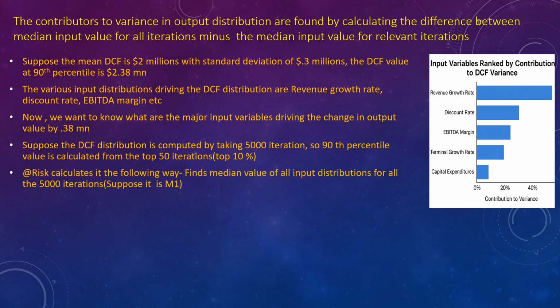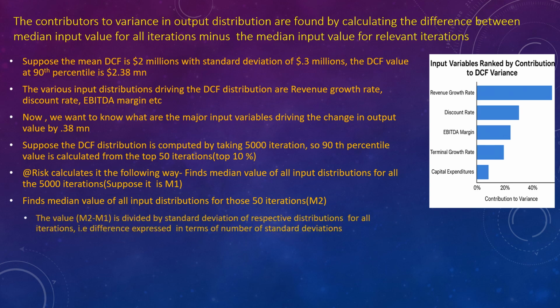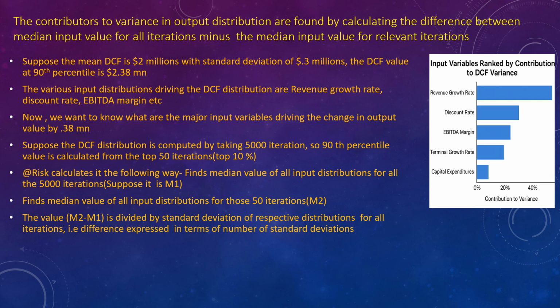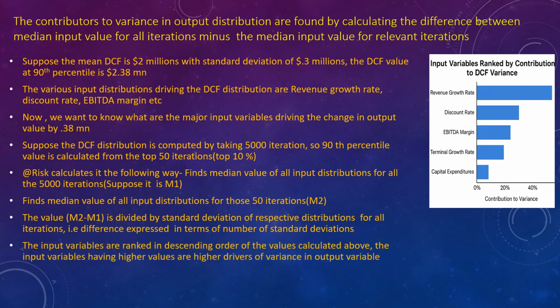@Risk calculates it the following way: finds median value of all input distributions for all the 5,000 iterations, suppose it is M1. Finds median value of all input distributions for those 50 iterations, suppose M2. The value M2 minus M1 is divided by standard deviation of the respective distributions for all iterations. That is the difference expressed in terms of number of standard deviations. The input variables are ranked in descending order of the values calculated above. The input variables having higher values are the higher drivers of variance in the output distribution.